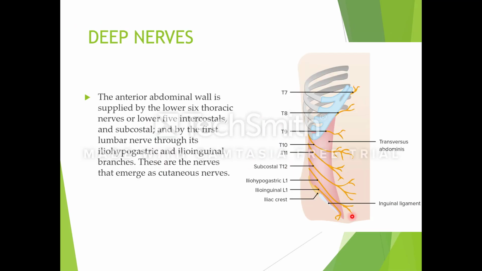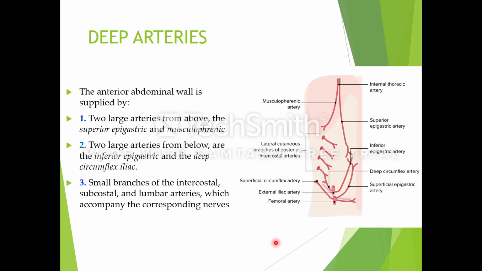Now, deep nerves. The anterior abdominal wall is supplied by the same nerves which were supplying the superficial area, the skin and the superficial fascia, and all muscles. So these are the same nerves, T7, T8, T9, T10, T11 and T12, which is the subcostal nerve, and L1, that is having two branches here, the ilioinguinal nerve and the iliohypogastric nerve. These are the nerves that emerge as the cutaneous nerves. These are the same nerves which are present between the internal oblique and the transversus abdominis muscle, and these nerves will emerge on the skin and the superficial fascia as the cutaneous nerves.